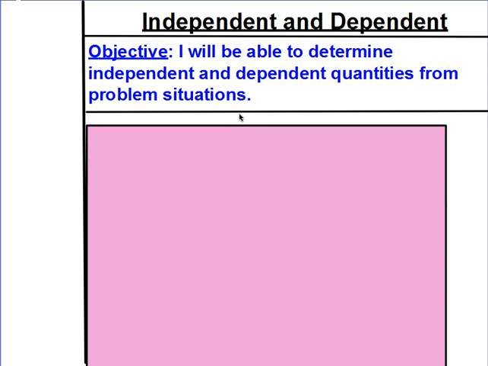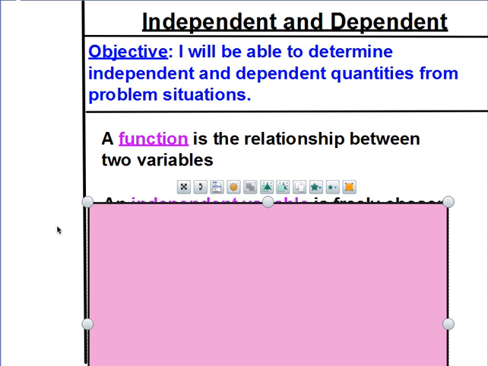So we have some vocabulary in this unit. Our first vocabulary word that I want you to know is what is a function. A function is just a fancy name for a relationship between two variables. Anytime one quantity affects another quantity, we say they have a functional relationship. So that's just another variation of this word here, function. Let me just give you an example.